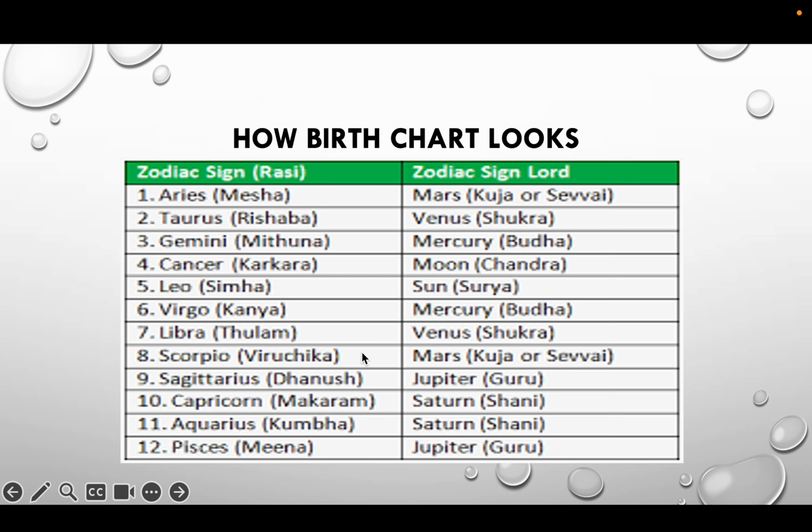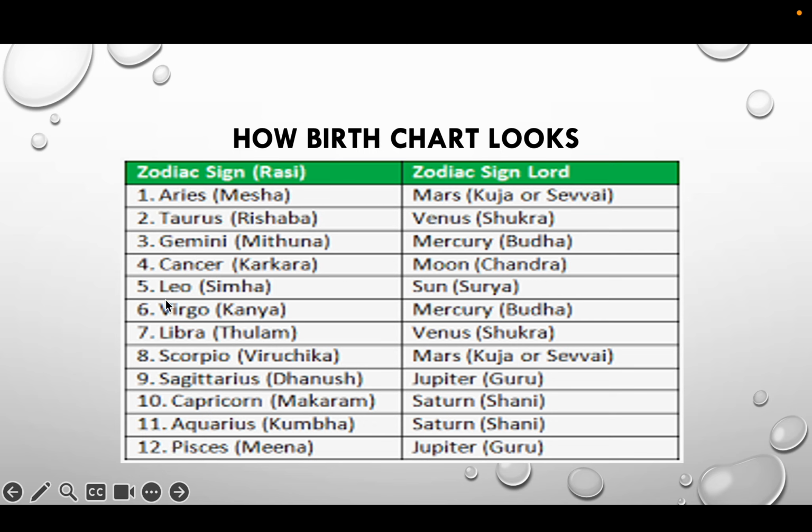Libra, Venus is the sign lord. Scorpio, Mars is the sign lord. Sagittarius, Jupiter is the sign lord. Capricorn and Aquarius are both ruled by the planet Saturn. And Pisces, again its lord is Jupiter. So each zodiac sign has its sign lord, and you also need to learn the corresponding sign lord.